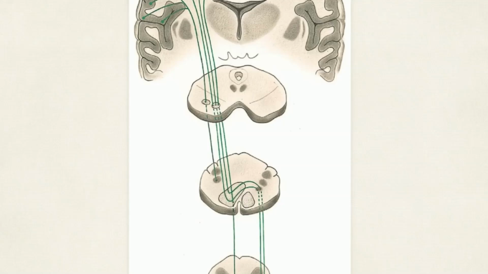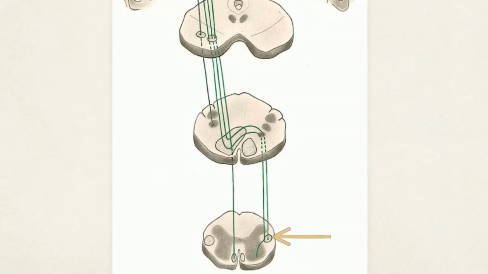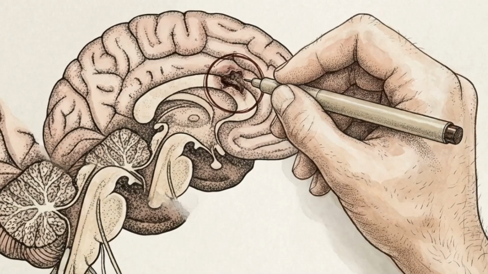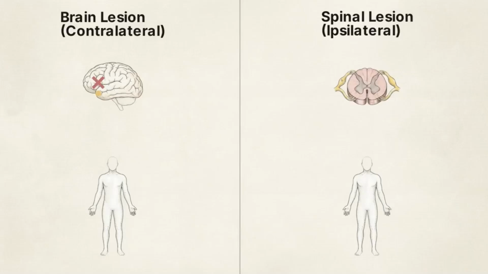In the lower medulla, these fibers undergo decussation, the moment the vast majority of these nerve fibers cross over to the opposite side of the brainstem. The upper motor neuron completes its journey by traveling down the lateral funiculus of the spinal cord to meet its target. This anatomical crossing dictates the logic of clinical localization. Because of this switch, brain damage paralyzes the opposite side of the body, while spinal or nerve damage paralyzes the same side.